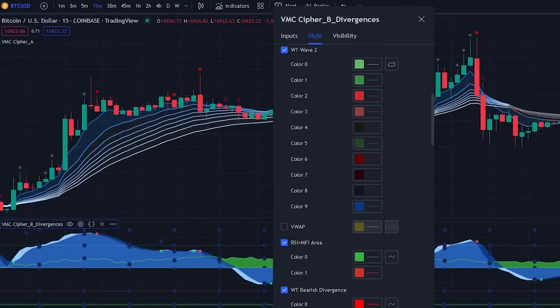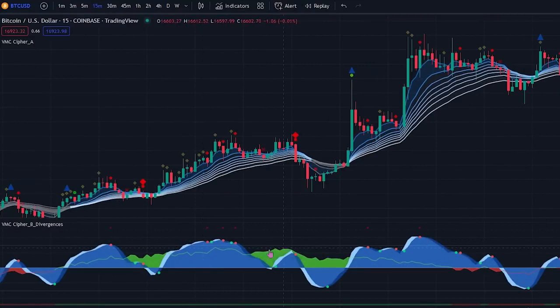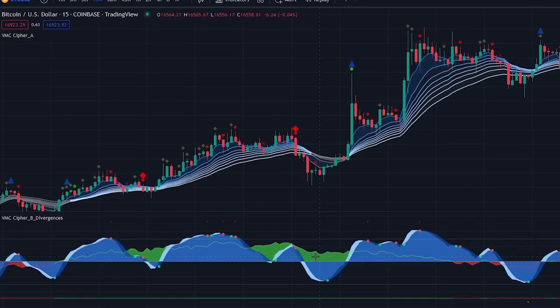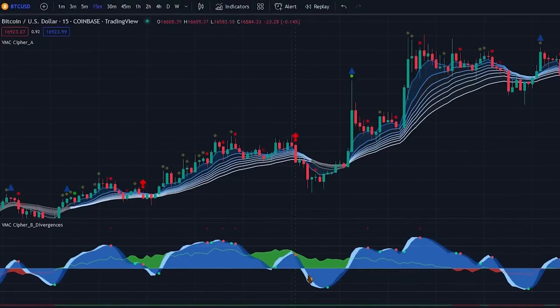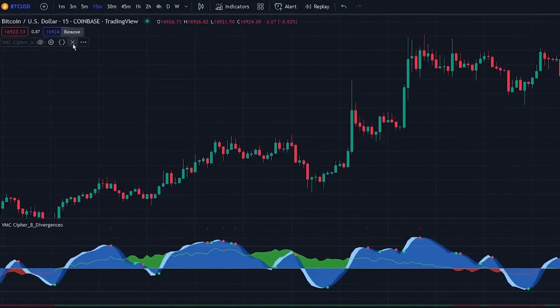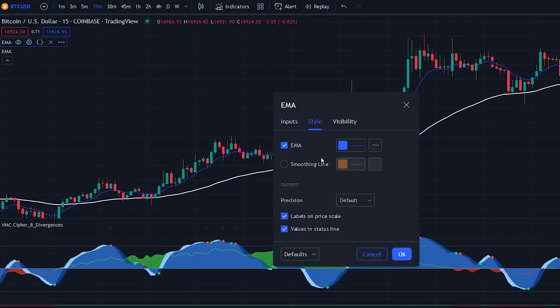As you can see, the chart looks a lot cleaner and easier to read. You have the money flow index here. Whenever it's below the zero line, it will be red, and whenever it's above the zero line, it will be green. The green and red line at the bottom also represent the money flow index. Then finally you have the blue waves. Whenever the waves cross, a dot is printed based on the cross direction. For the strategy that we will be showcasing, we will remove the Market Cipher A indicator and replace it with a 50 and 200 period EMA.